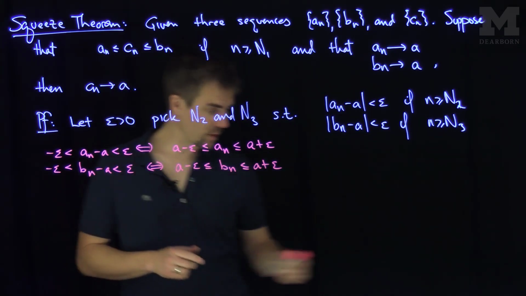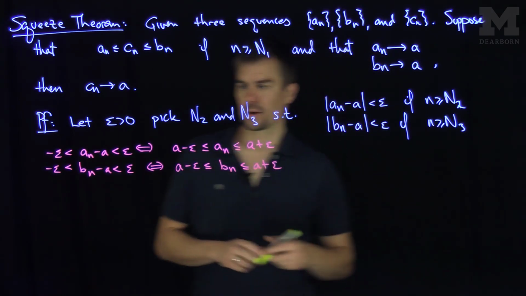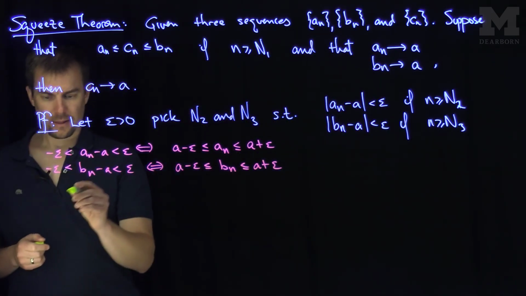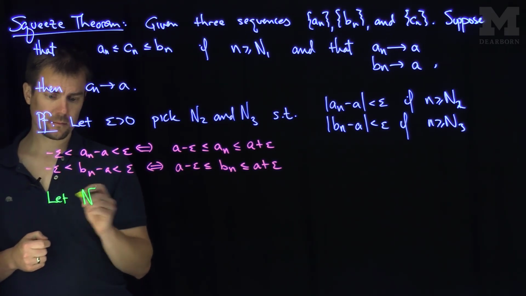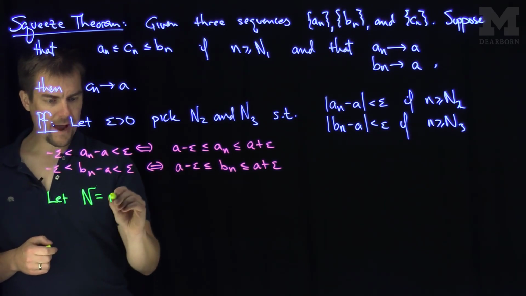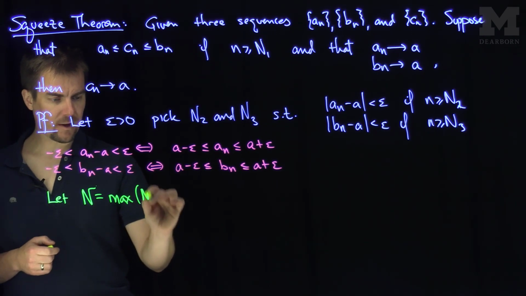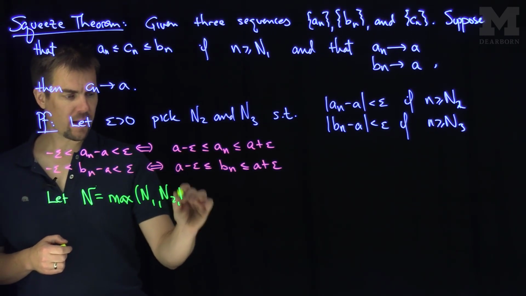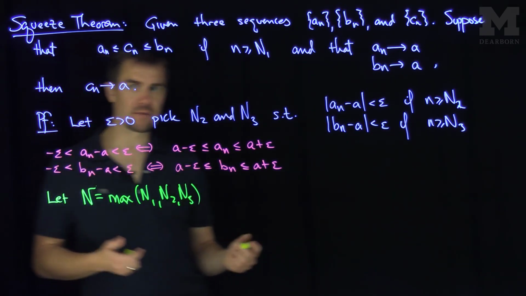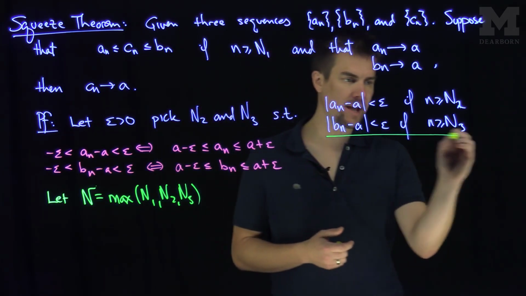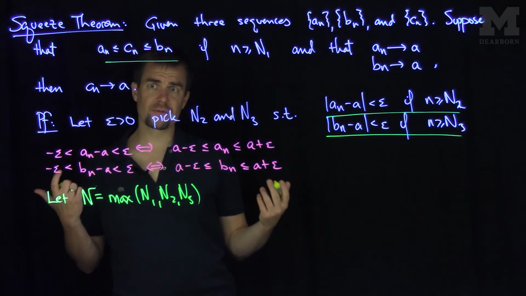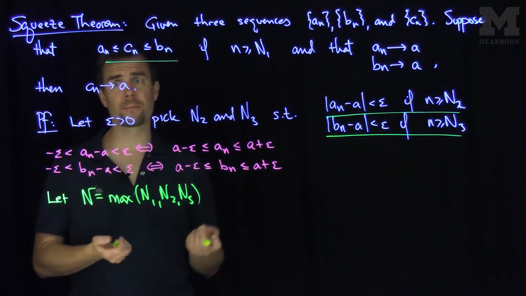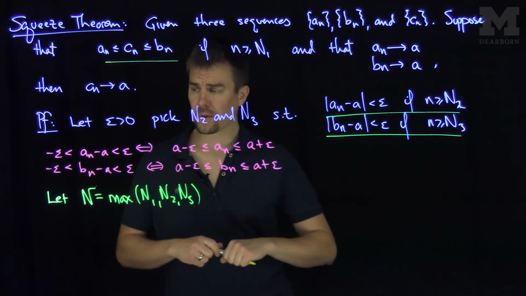So what can we say? Let's write down one big stream of inequalities. So we have that if we let capital N be the maximum of n_1, n_2, and n_3. And with this choice of capital N, I can assume that this happens, and this happens, because it's the largest of all those three, so all three of those things will be true simultaneously for this value of capital N.